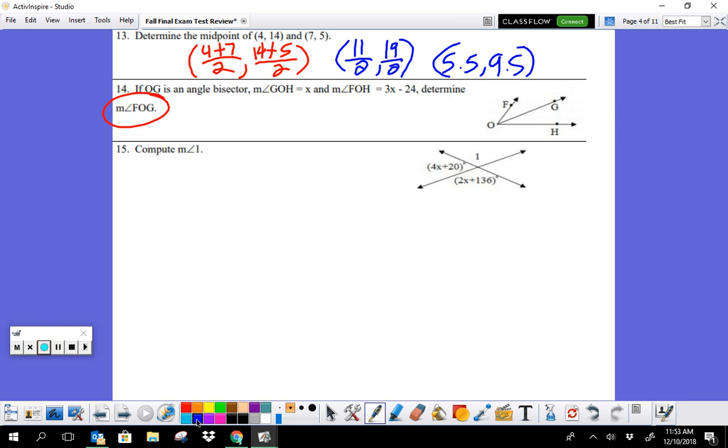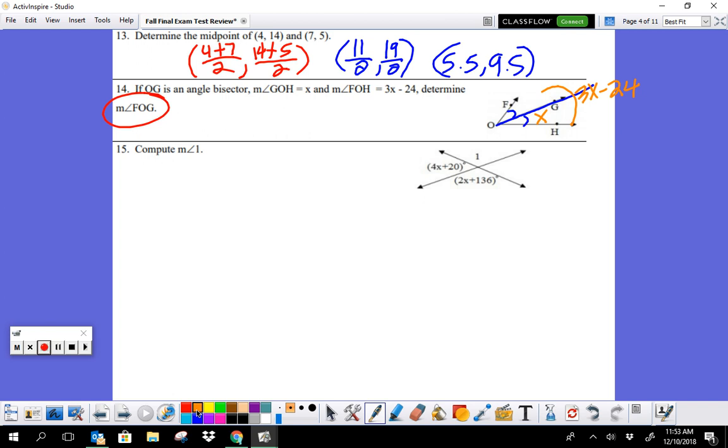So this says, if OG is an angle bisector, what you need to put on your little picture here is that these two pieces are congruent, because it's cutting that angle in half. So it says GOH is x, and FOH, that's the whole thing, is 3x minus 24, and we need to find x. So notice what's missing here. We don't have that top angle.